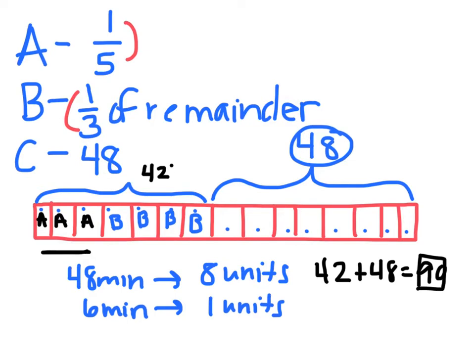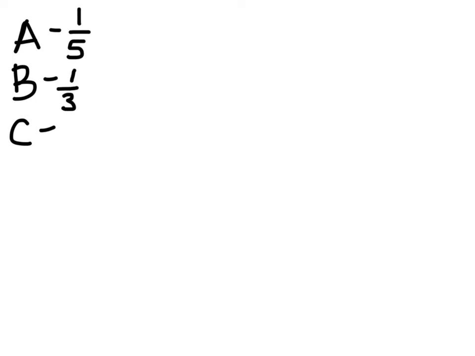Now let me show you method 2. In method 2, we're going to skip drawing the bar graph and work only with computations. So we begin once again with Ben taking his test with parts A, B, and C. 1/5 of his time was spent on part A, 1/3 of the remainder was spent on part B, and 48 minutes were spent on part C.